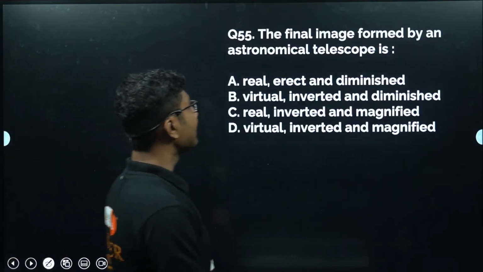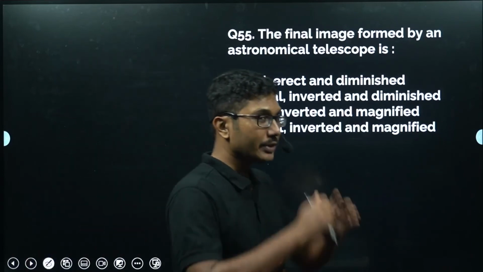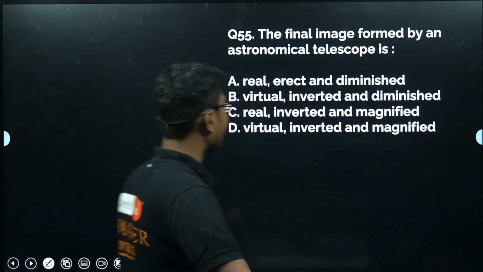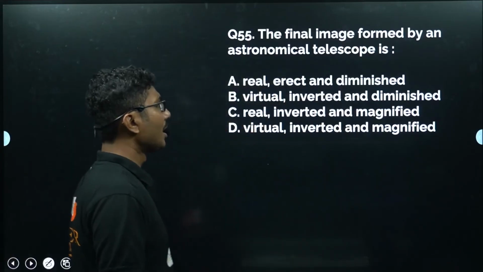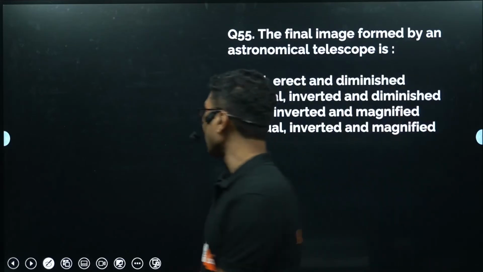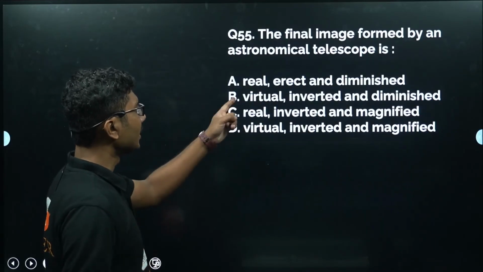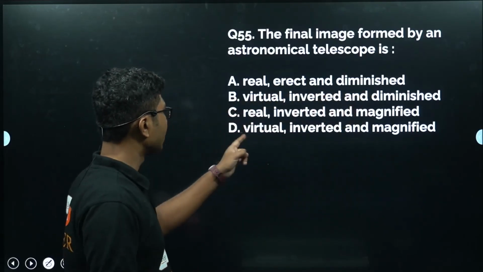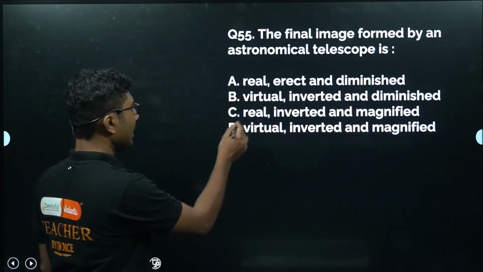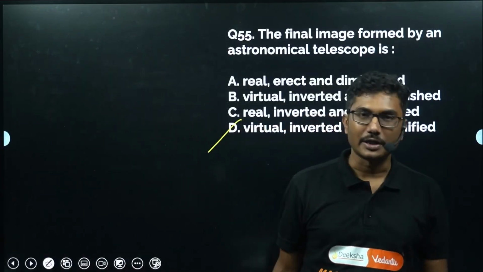The final image formed by an astronomical telescope. An astronomical telescope is what we watch using our eye, so the image has to be virtual, and a telescope always forms an image which is magnified. So you have to look for the virtual and magnified combination. Virtual and diminished, virtual and magnified. So the only correct option is option D. Inverted is a bonus. You don't need to consider the bonus.